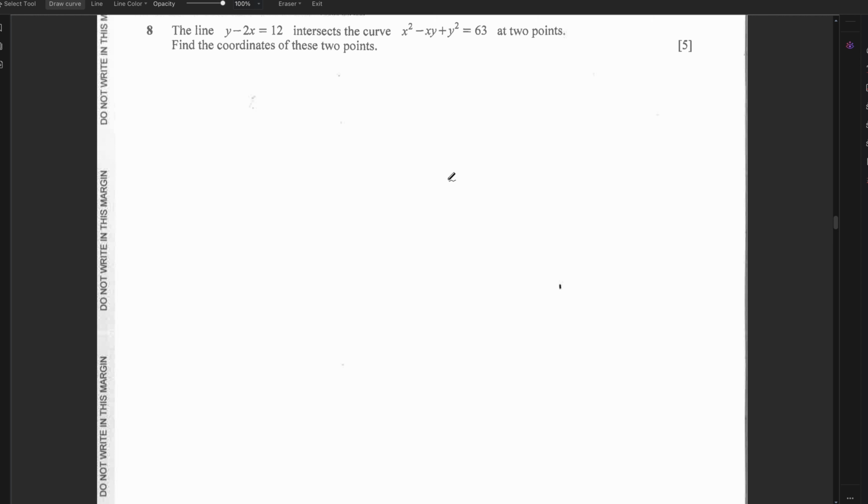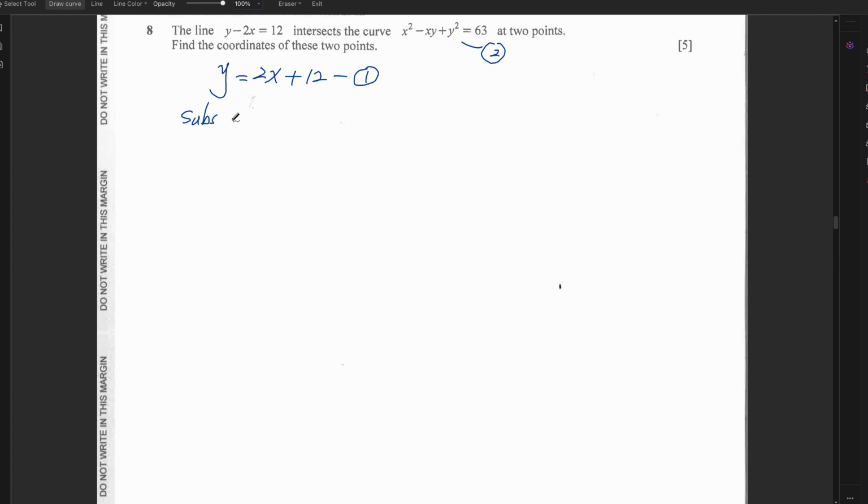Question 8. The line intersects a curve at 2 points. Find the coordinates of the 2 points. Alright, we can simply equate these two. But then we realize that they are not in a standard equation format. So first of all, we can write this one as y equals 2x plus 12. Name it equation 1 and name this equation 2.